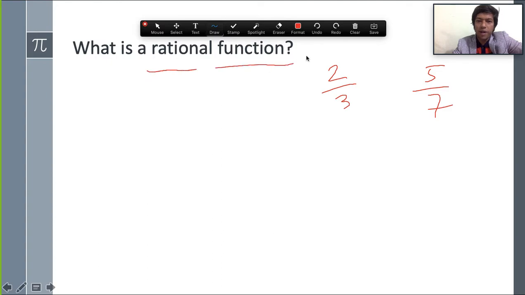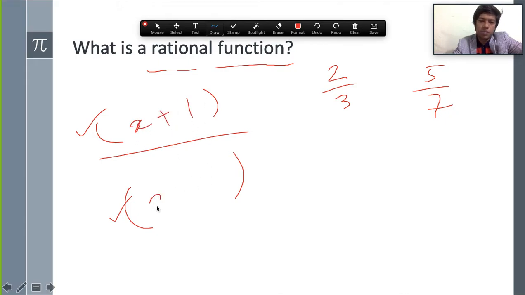So what will a rational function be? Actually, the idea is the same: some function divided by some other function. This is a polynomial, and this is also a polynomial. Some polynomial function divided by another polynomial function. So let's say x plus 1 divided by x squared minus 2. Suppose. Then this is actually a rational function. The idea is the same and simple: some polynomial divided by another polynomial function, then it is a rational function.